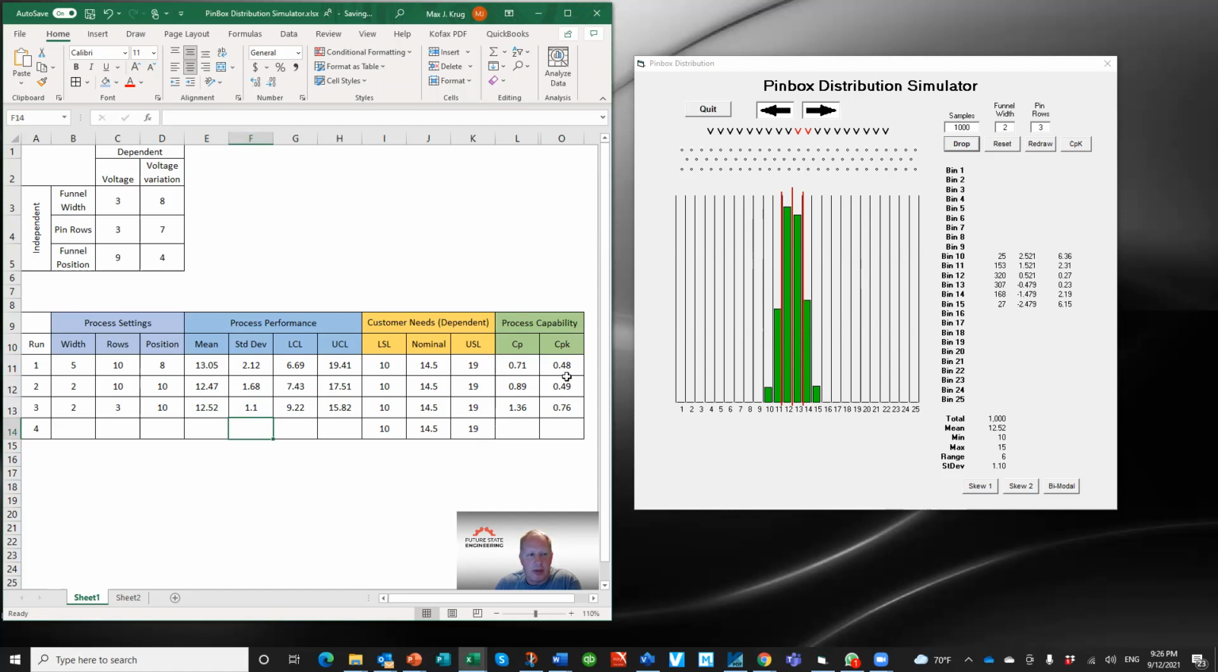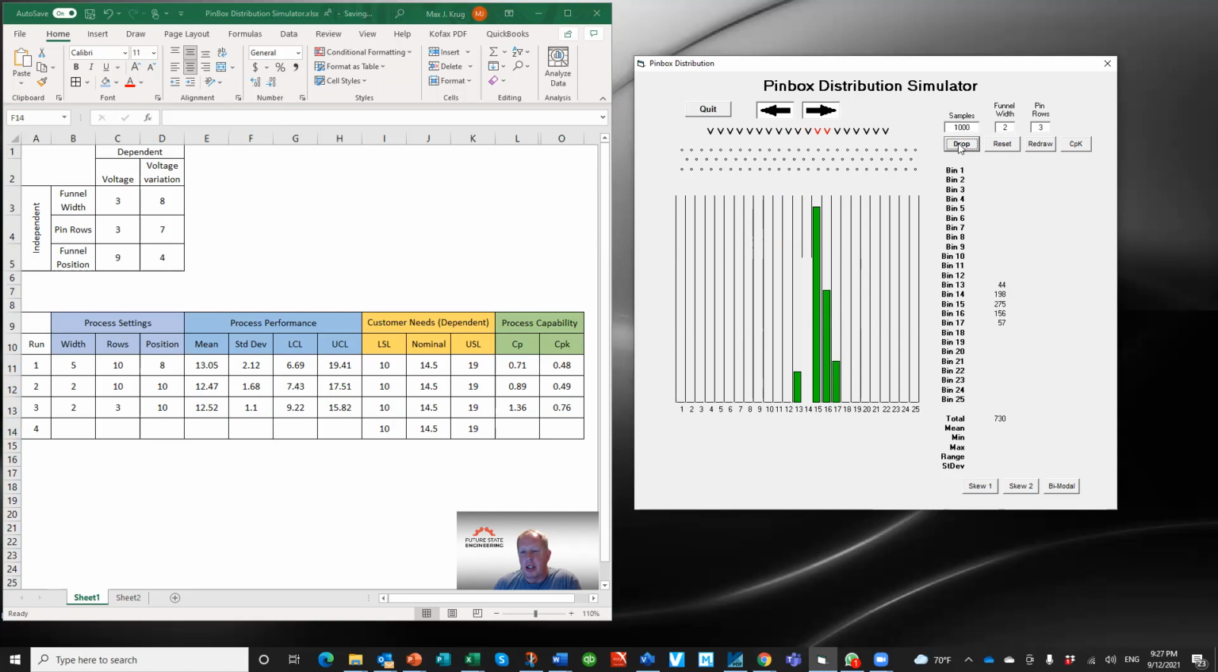So which variable affects the centering, which is not the variation, it's the voltage itself. So the funnel position has a huge effect on the centering. So now I want to adjust the process to center it. I need to increase the voltage because my process is at 12.52. I want to target at 14. So I'm going to move the position of the funnel 2 positions to the right. And I'm going to try running the process again.